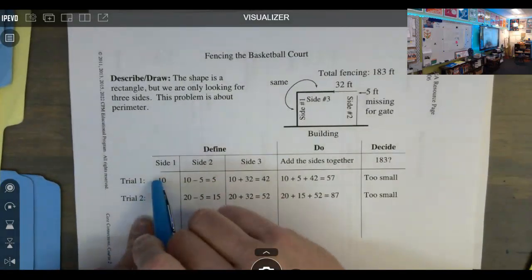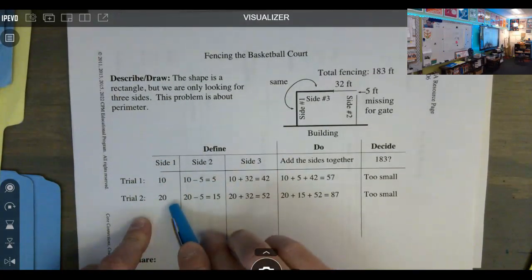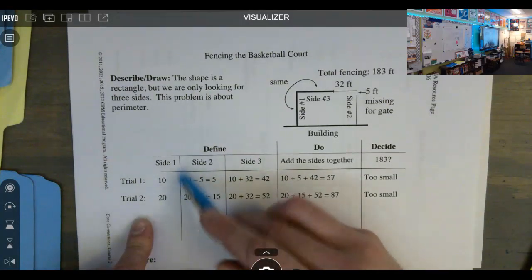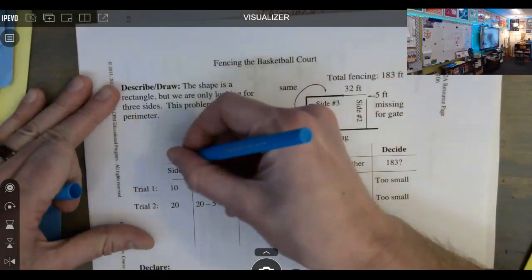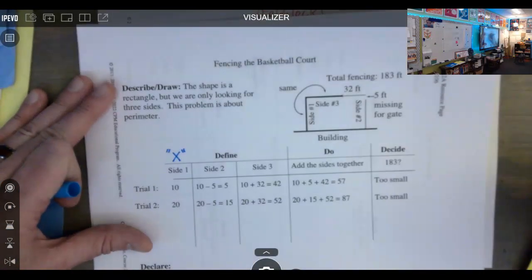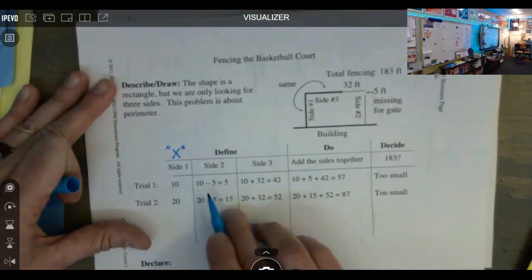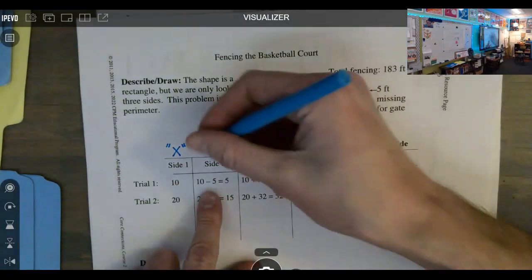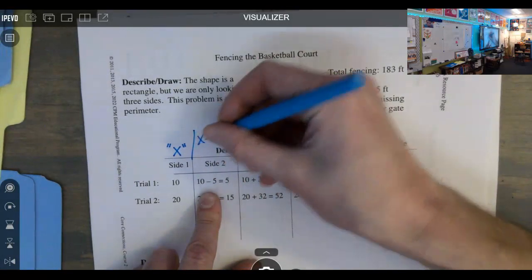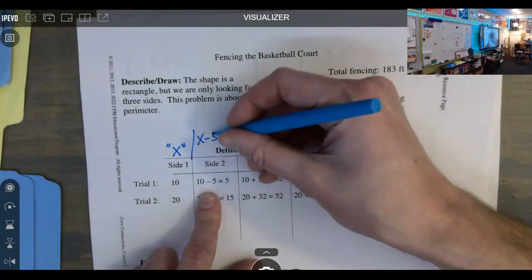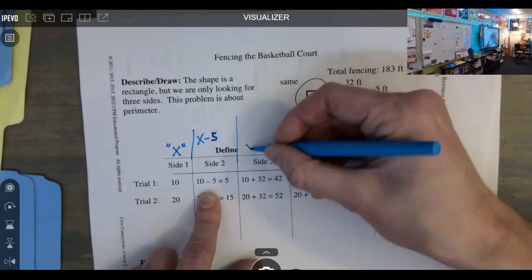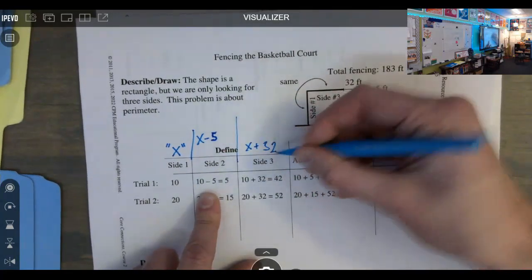Side 1 is the side we didn't know, the thing we're guessing. We called it X, right? So guys, above this side 1 column, I would put X. What is column 2 doing to the number that we guess? Is it doing the add 32 or the minus 5? It's doing the minus 5. So up here is really x minus 5. Sorry, my 5 looks a little funky. And over here is x plus 32.